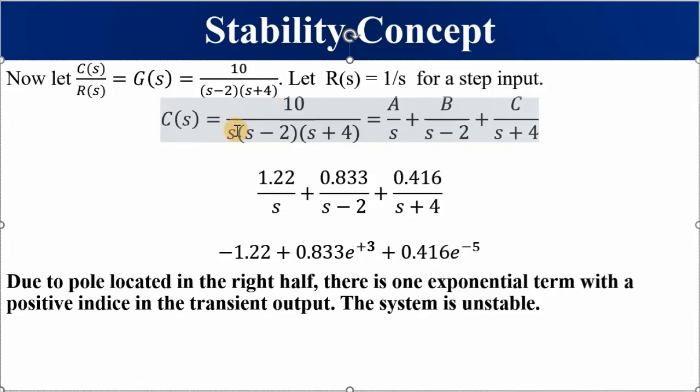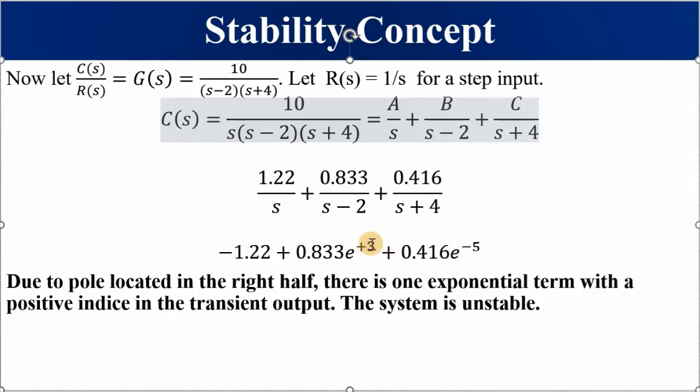It's going to be A over S plus B over S minus 2 plus C over S plus 4. We are going to find A, B, and C. A is equal to this, B is equal to this, C is equal to this. We are going to find the inverse Laplace transform. This is our inverse Laplace transform.